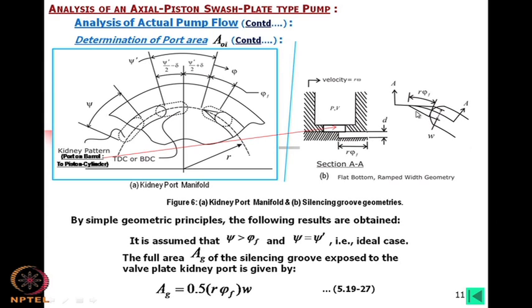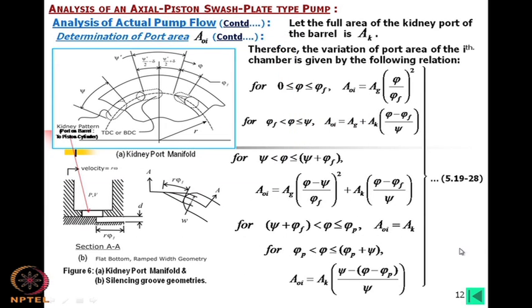Now, what is the area we consider? In this case, as it is a flat bottom, we consider whatever is exposed of this area. Thus it becomes clearly this is the height and this is the base, and half of that. Do you understand my point? In case of the flat bottom and ramped width, we simply consider whatever area is opened here, not in this diagonal direction. Directly we consider this area as the orifice area. So, it is calculated like this, which I already described in an earlier lecture.